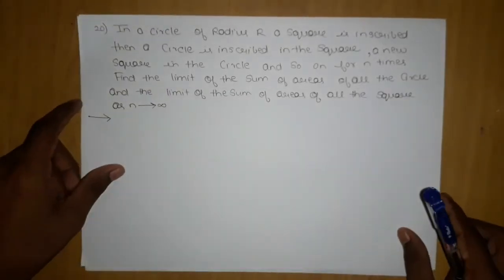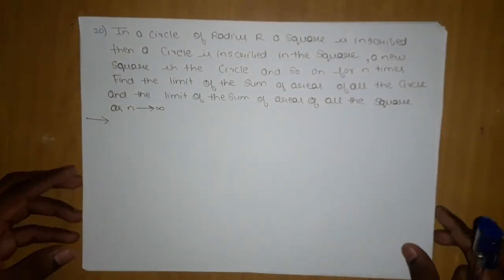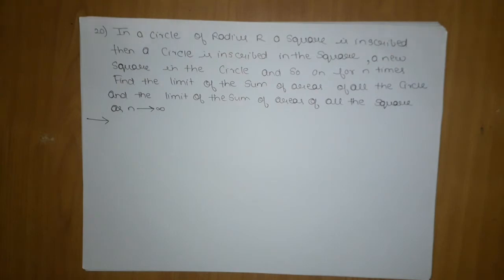So the next question which we are going to see is this: in a circle of radius r, a square is inscribed, then a circle is inscribed in the square, a new square in the circle, and so on for n times. Find the limit of the sum of areas of all the circles and the limit of the sum of the areas of all the squares as n tends to infinity.